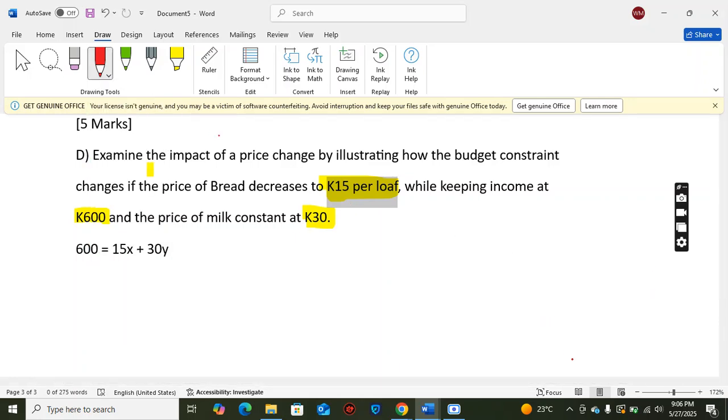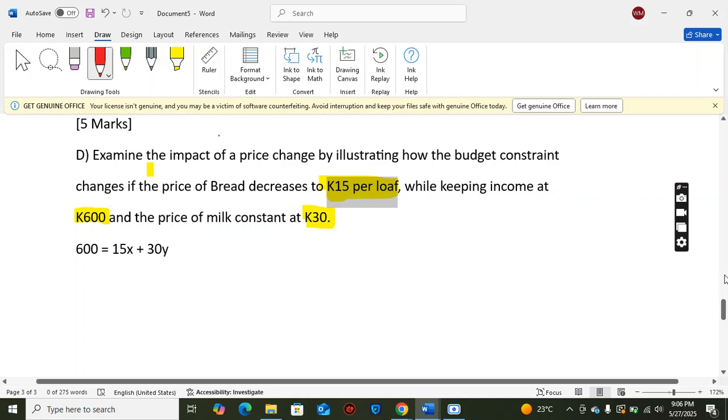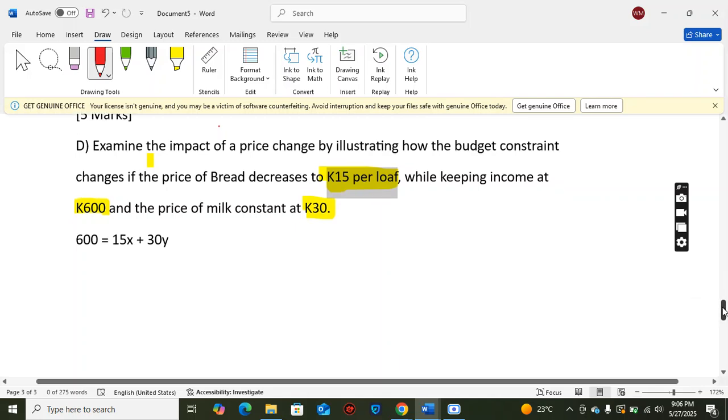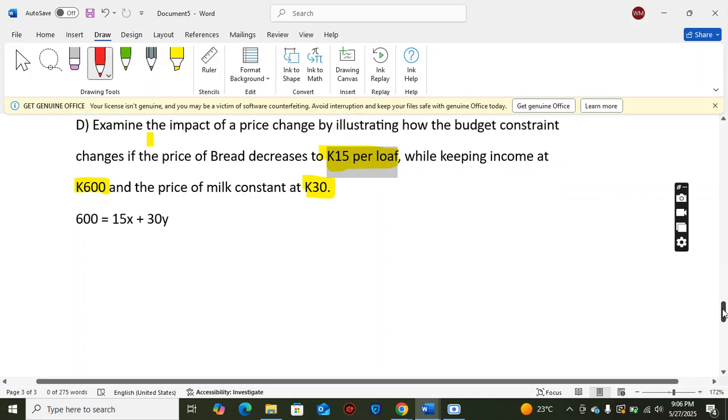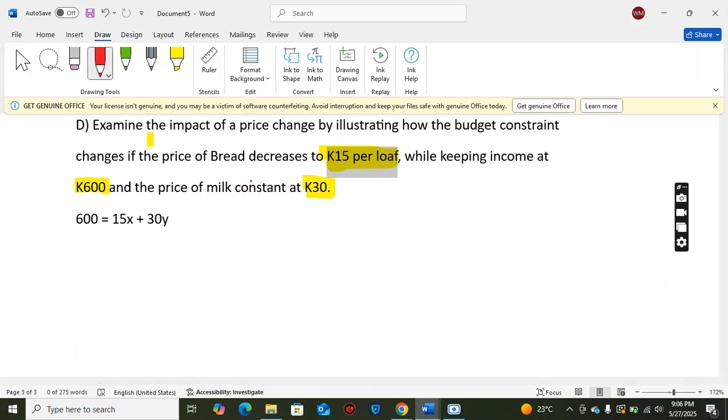Okay, let's see how our budget constraint diagram will look. Since the price of bread has gone down, it means she can buy more bread, right? If she wants to buy bread alone, how many units of bread can she buy?